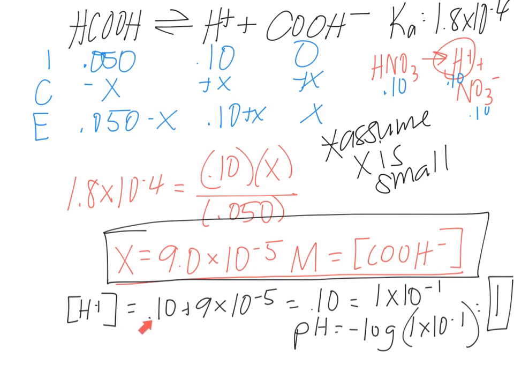Then we use that for H plus. So 0.1 plus 9 times 10 to the negative fifth, that's so small it doesn't matter. So it's essentially equal to 0.1. Now I want you to take a look at what I did here. I changed it to scientific notation: 1 times 10 to the negative first. Negative log of 1 times 10 to the negative first is equal to 1. That's actually equal to the exponent. Remember, pH and pOH can't be negative. So pH is equal to the negative log of 1 times 10 to the negative first. That's equal to 1. So you have your concentration and your pH, and that answers this question.